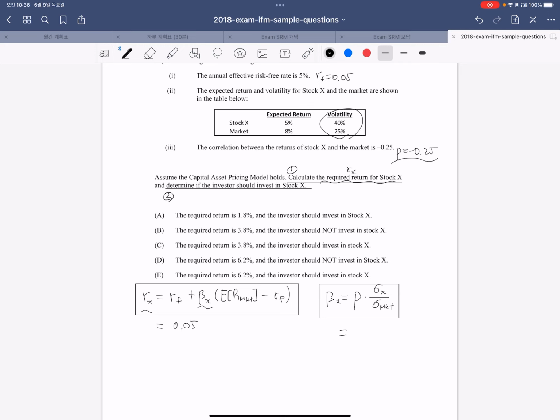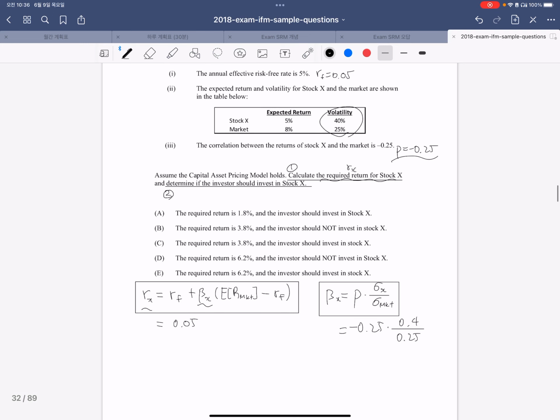So by substituting these values into this formula, we get negative 0.25 times 0.4 over 0.25, because the volatility for stock X is 40% and the volatility for the market equals 0.25. These two cancel out, so we can conclude that beta of X equals negative 0.4.